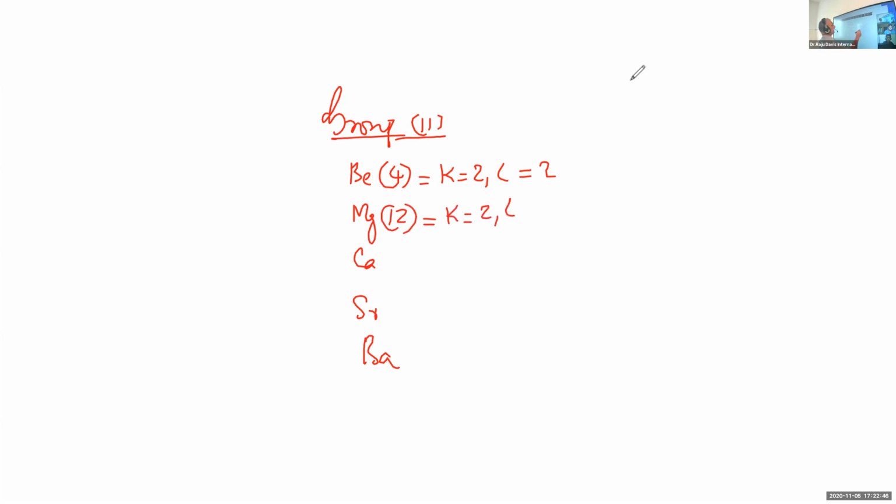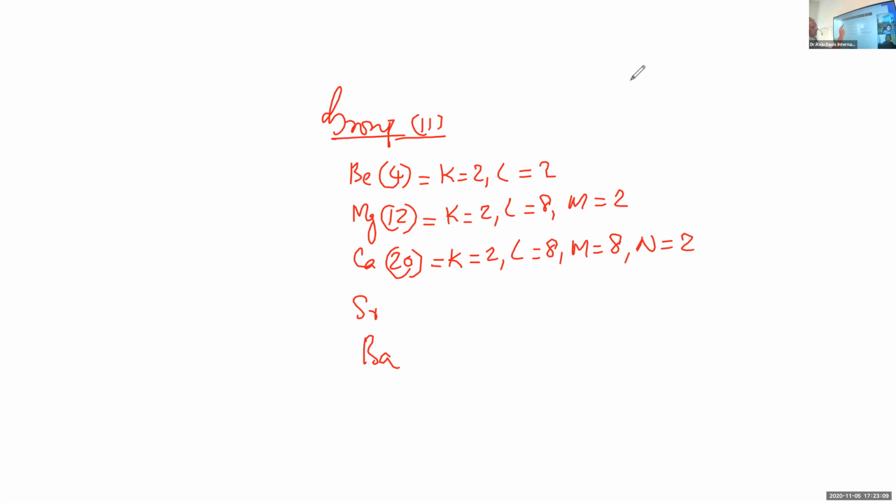In the L shell, 8 electrons. In the M shell, 2 electrons. Then calcium, that is atomic number 20: K shell is equal to 2 electrons, L shell is equal to 8 electrons, M shell is equal to 8 electrons, N shell is equal to 2 electrons.